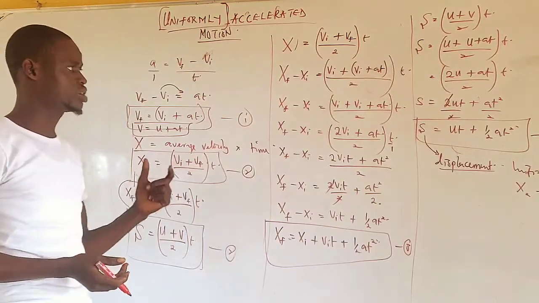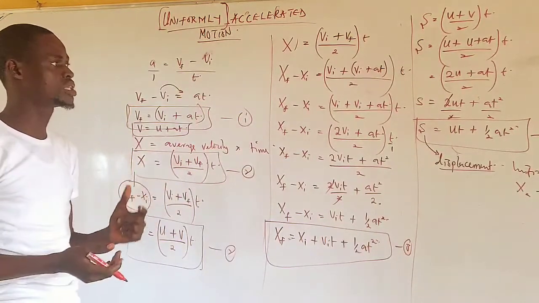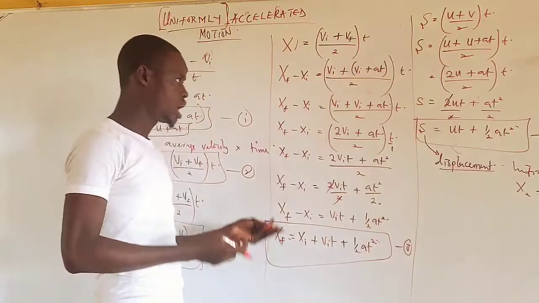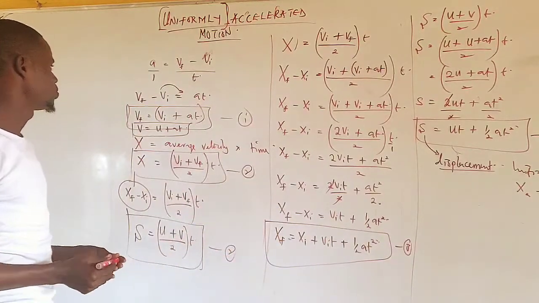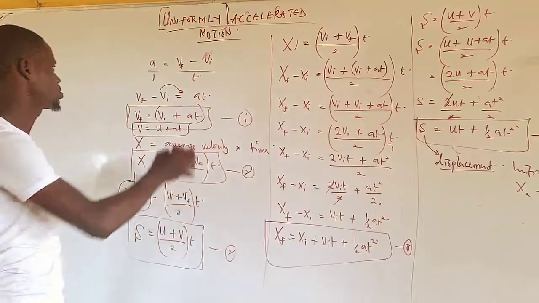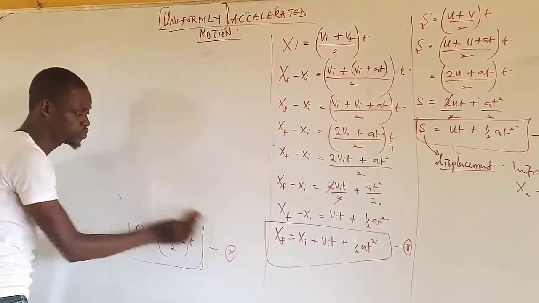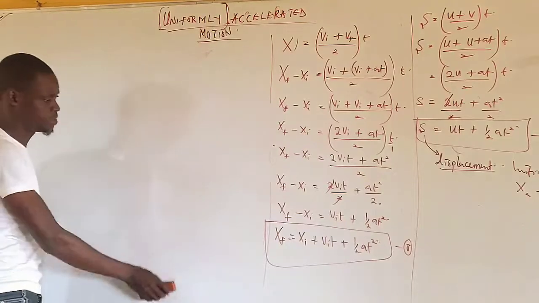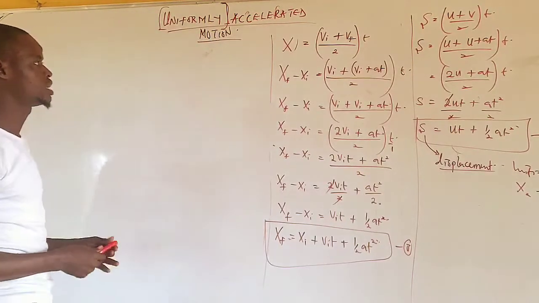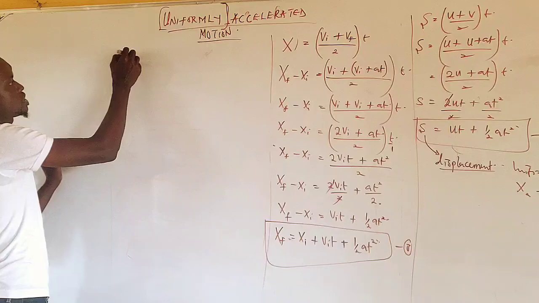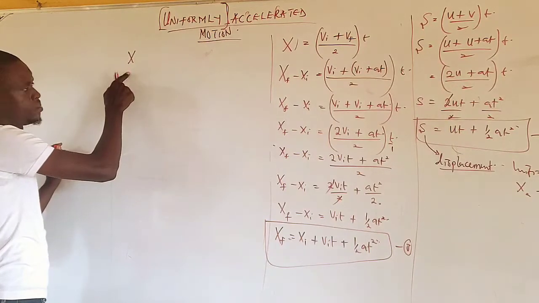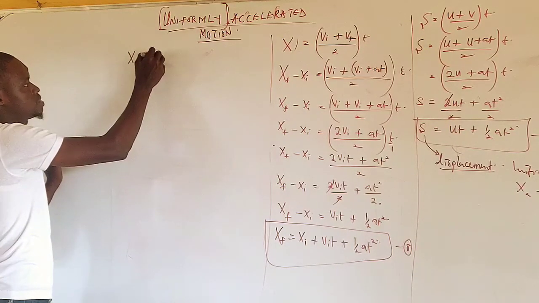Now, let's look at the fourth equation of motion. I'm going to be using the same standard for the fourth equation. Now let me try to remove this out here. The fourth equation of uniformly accelerated motion will be here. Now, how do we get it? Taking a look at my displacement, my displacement s is the same thing as what?